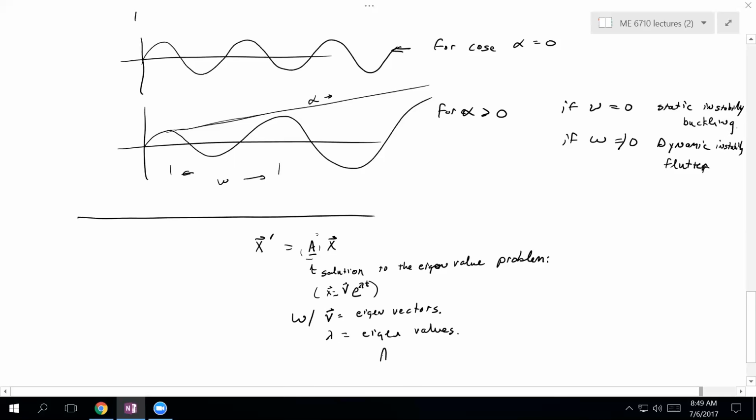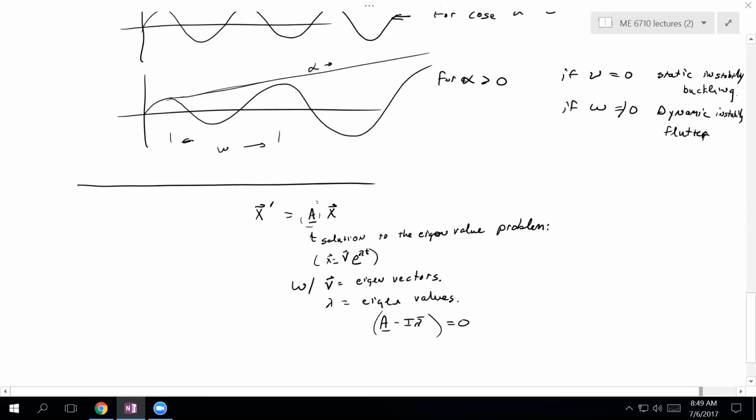This comes from solving the problem A minus I lambda. We get multiple lambdas, so we go through each term in lambda. Let me be a little sloppy in how I'm writing that math, but this is the problem. Okay, so you solve the eigenvalue problem.